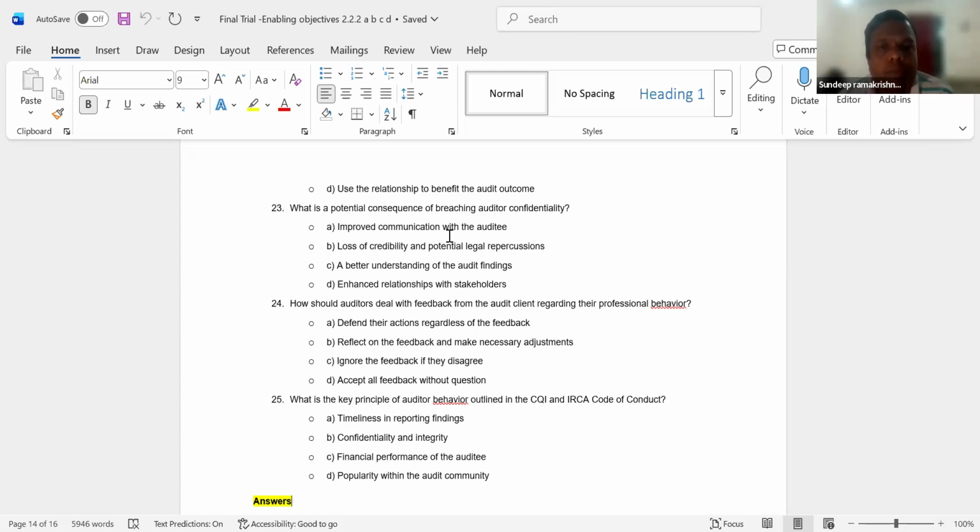Last question. 25th. What is the key principle of auditor behavior outlined in the CQI and IRCA Code of Conduct? A. Timeliness in reporting findings, confidentiality and integrity. Answer is B, sir. Right. B, sir. Okay, good. So I think you have now sufficient guidance for going up to the exam.